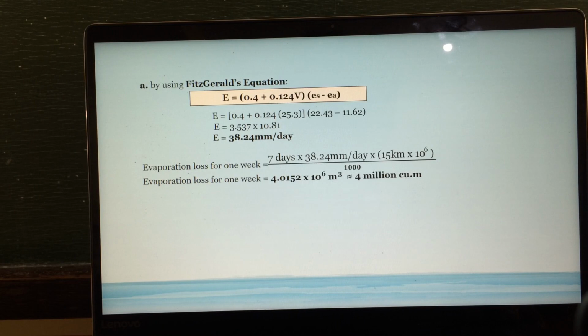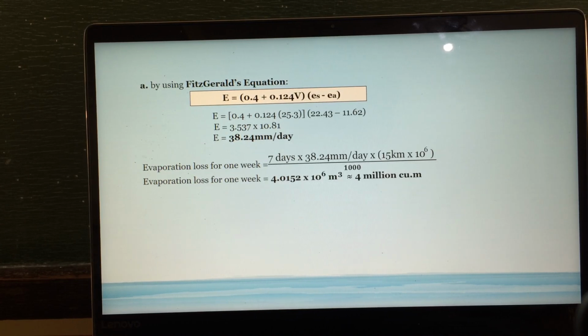A. By using the Fitzgerald equation, with the formula E is equal to the quantity of 0.4 plus 0.124 times V, times the quantity of E sub S minus E sub A. E is equal to the quantity of 0.4 plus 0.124 times 25.3, times the quantity of 22.43 minus 11.62. E is equal to 3.537 times 10.81. E is equal to 38.24 mm per day.